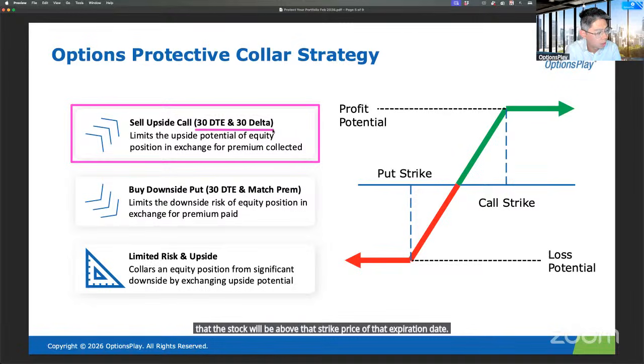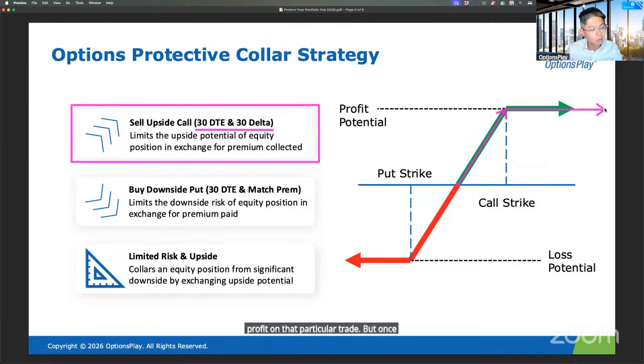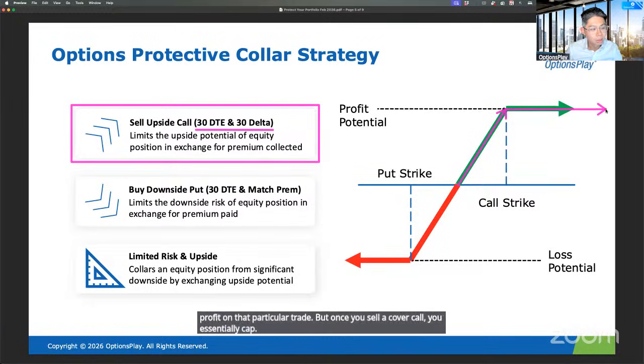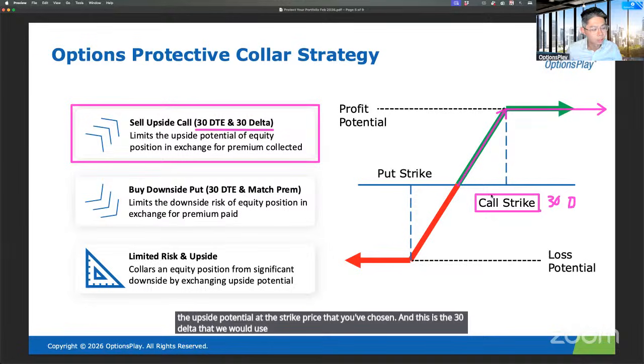And when you sell a covered call, you are going to collect income in exchange for essentially capping the upside potential of your stock. Because if you own a stock and you don't sell a covered call, you have unlimited potential. As long as the stock keeps going higher and higher, you'll keep making more and more profit on that particular trade. But once you sell a covered call, you essentially cap the upside potential at the strike price that you've chosen. And this is the 30 delta that we would use for selling that covered call, the upper strike price on that covered call.